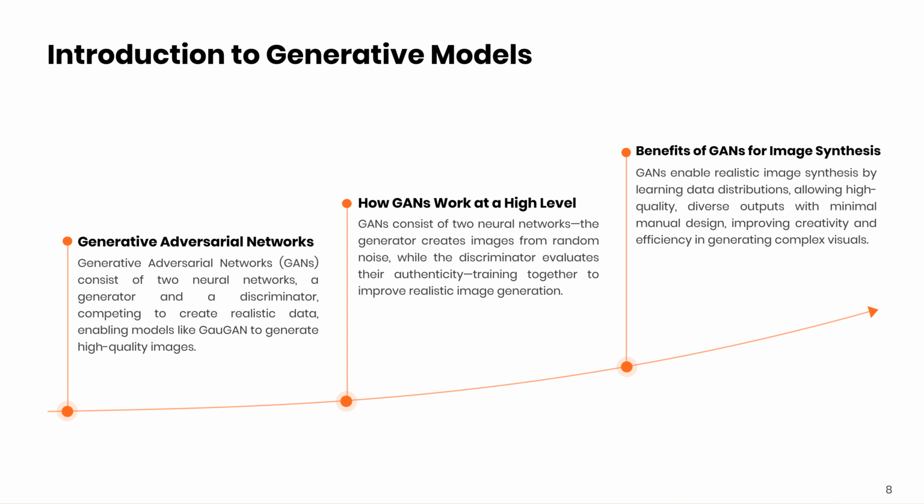Conditioning plays a crucial role in many real-world tasks. GAUGAN-like systems demonstrate how semantic layouts guide generation to produce coherent scenes. This invites hybrid approaches such as combining conditional inputs with advanced generators to achieve controllable, high-fidelity outputs.